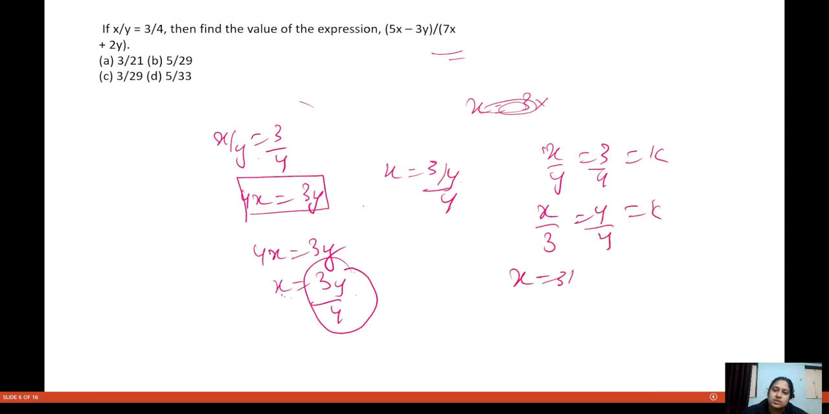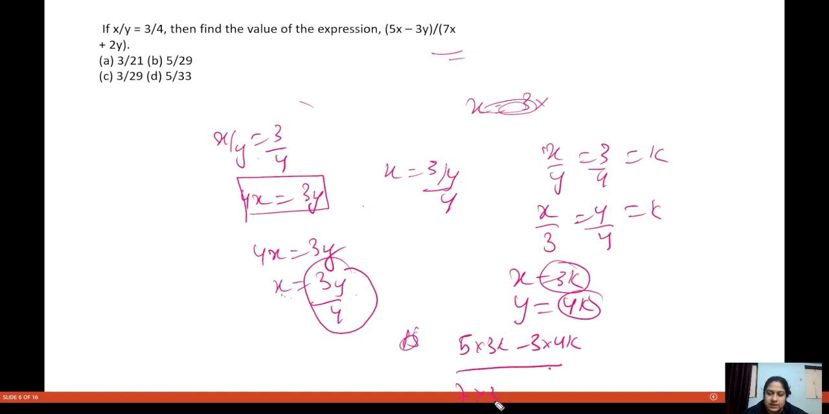So this becomes 5 into 3k minus 3 into 4k divided by 7 into 3k plus 2 into 4k is equal to, this became 15k minus 12k divided by 21k plus 8k. So this becomes equal to 3k divided by 29k. So this became equal to 3 by 29. I hope this is clear with everybody. Okay, now let's move forward.